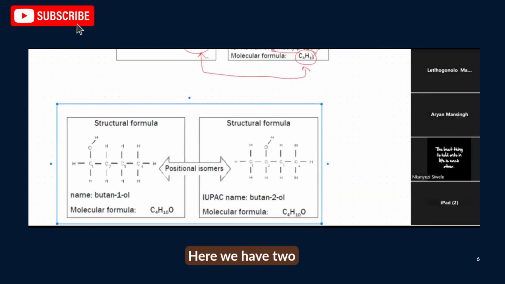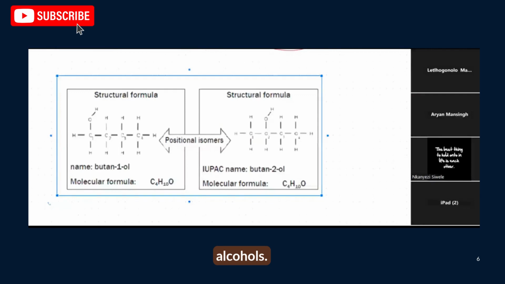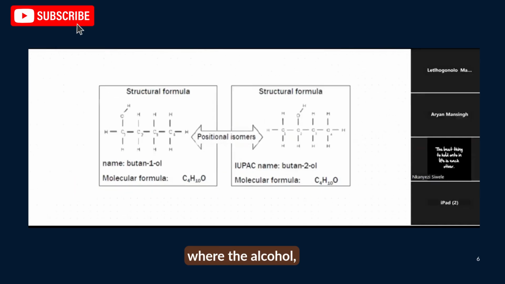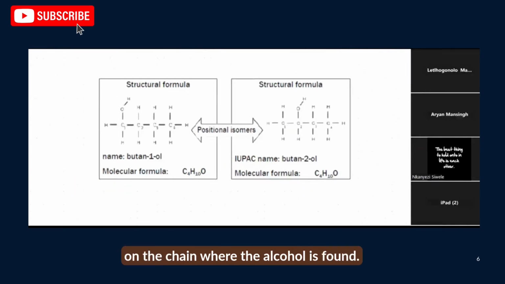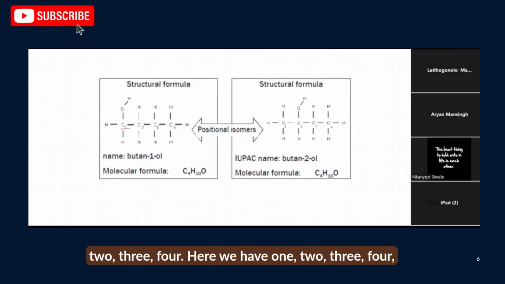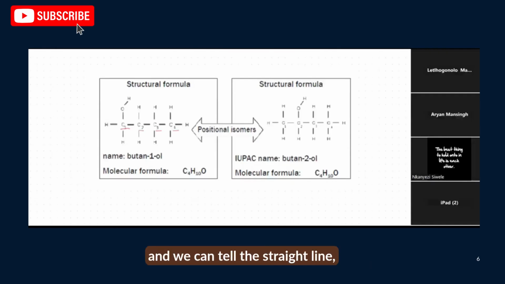Here we have 2 alcohols. Now, when it comes to naming, it is very important for us to say where the alcohol is found on the chain. Here we have a structural chain that has 4 carbons, 1, 2, 3, 4. Here we have 1, 2, 3, 4, and we can tell both of the straight lines have 4 carbons. That's the "but" part. The "but" stands for 4.